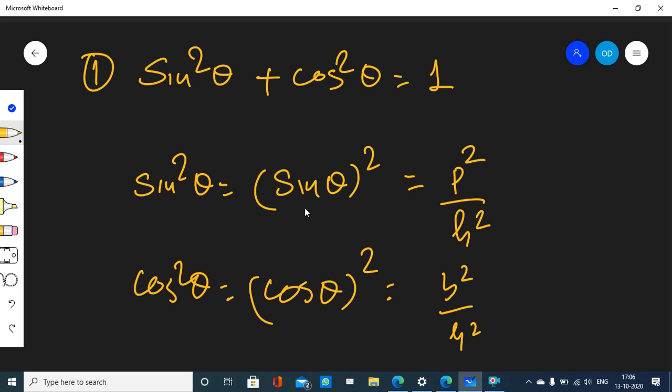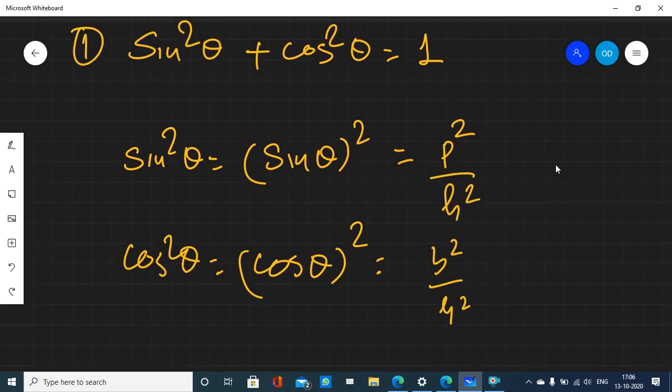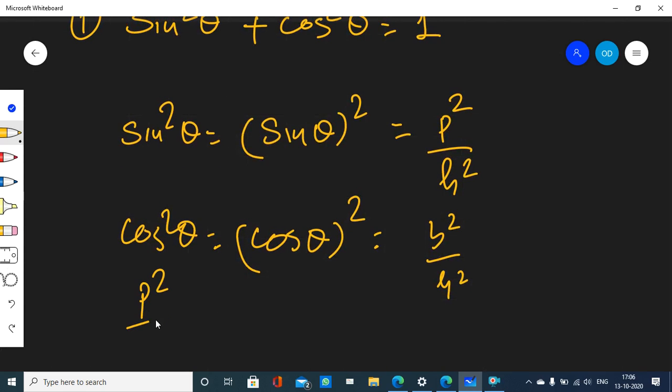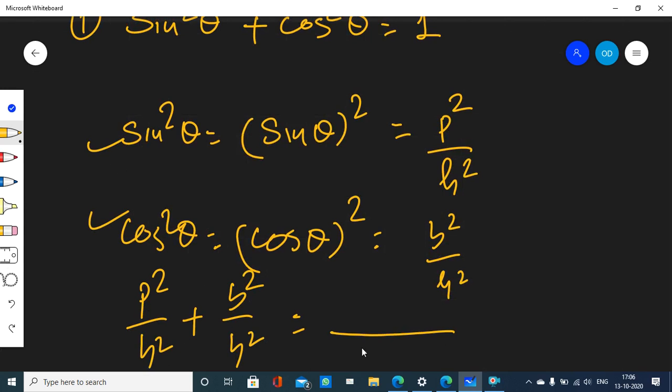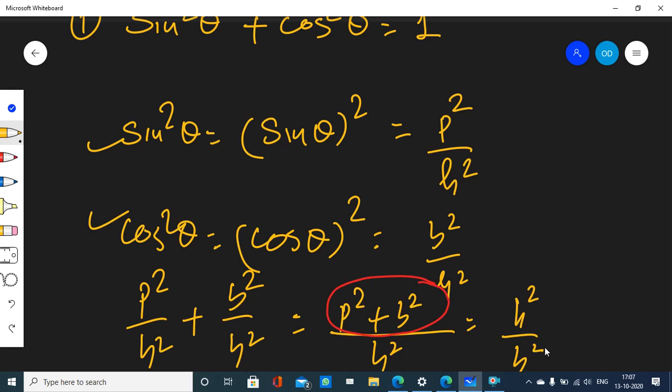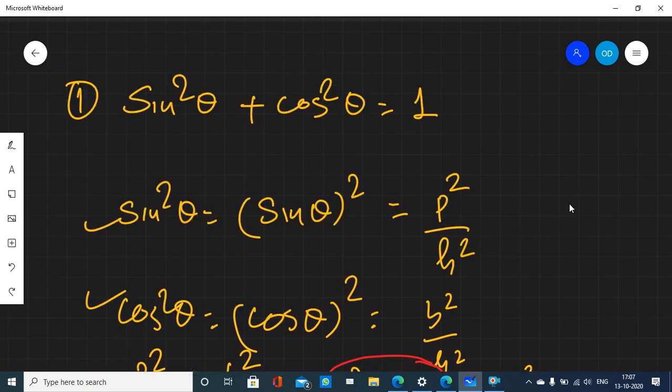Now sin square theta plus cos square theta will be equal to P square upon H square plus B square upon H square, right? If you add these two, the denominator is the LCM H square, and the numerator is P square plus B square. Well, P square plus B square is H square, right? Pythagoras rule. H square cancels, we get 1. Proved, right? So sin square theta plus cos square theta is equal to 1.